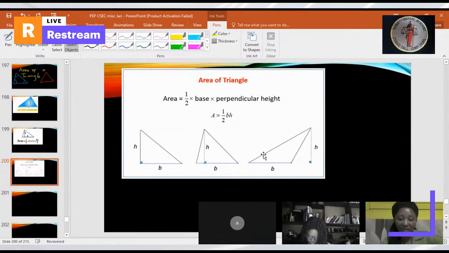Again, here we have a scalene triangle, 3 different lengths. This is not the height. This is not the height. The height is the distance from the top to the base. So you have to find some way of calculating that height, and then you multiply it by the base and divide it by 2.